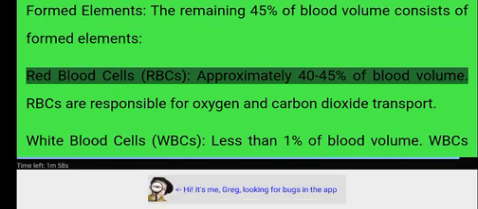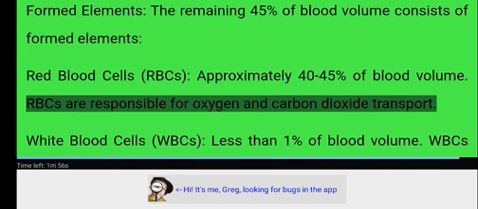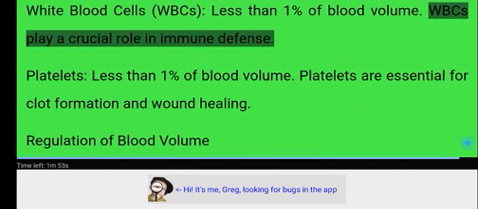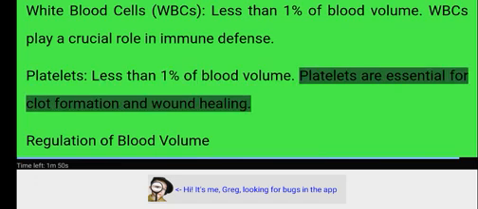Red blood cells, RBCs: approximately 40-45% of blood volume. RBCs are responsible for oxygen and carbon dioxide transport. White blood cells, WBCs: less than 1% of blood volume. WBCs play a crucial role in immune defense. Platelets: less than 1% of blood volume. Platelets are essential for clot formation and wound healing.